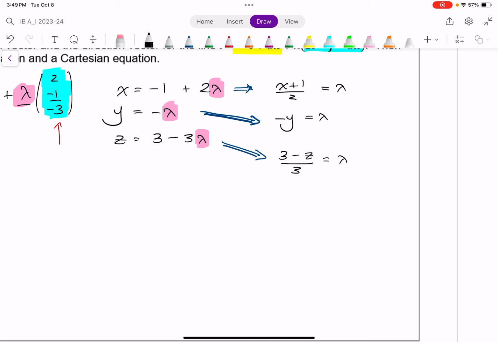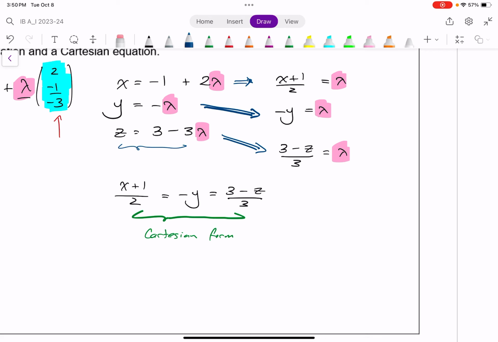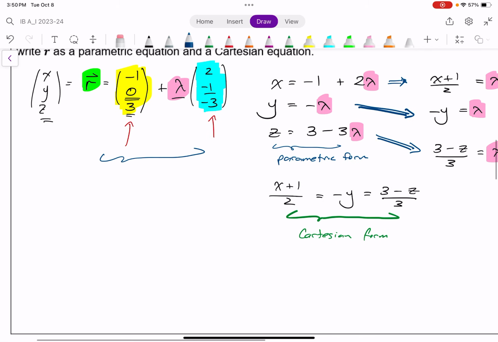And since these all equal the same thing, that means these three different forms all equal each other. So I can write this as a single equation, where I can say (x plus 1) over 2 is equal to -y, which is also equal to (3 minus z) over 3. And this one equation with three parts to it, we call Cartesian form. So this is the Cartesian form of a three-dimensional line. This here is the parametric form. And this here is just the vector form of a three-dimensional line. They're all equivalent.